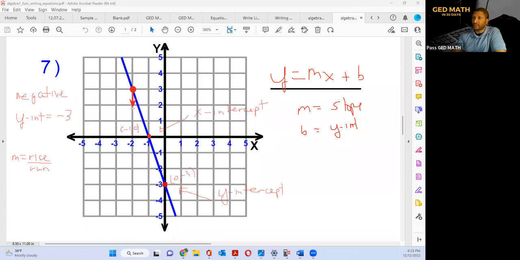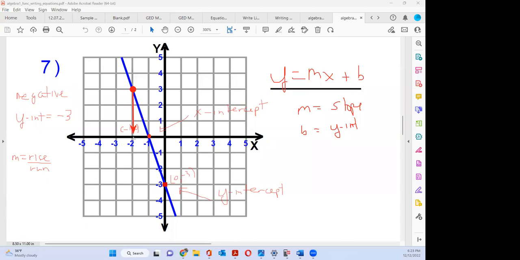Count with me. 1, 2, 3, 4, 5, 6. So is that +6 or -6? Negative, -6. Now what direction do we want to go?